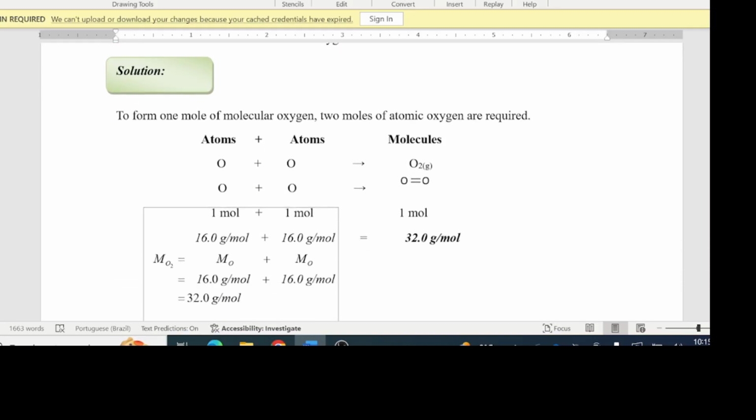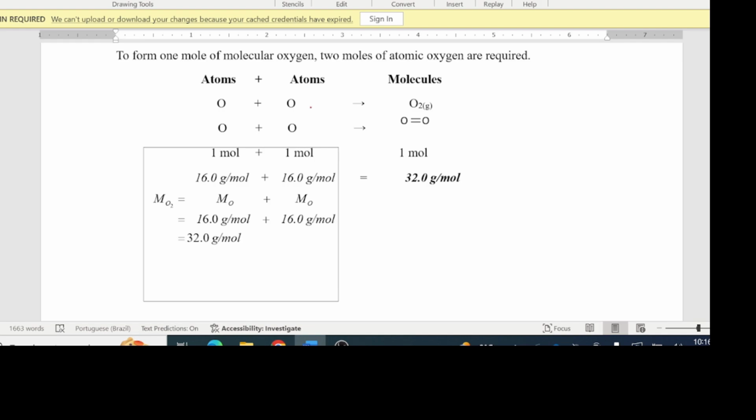Same thing is showing you here how you find the molar mass for oxygen. Okay, so you have 2 moles of oxygen atoms forming 1 mole of molecules. See? 2 moles of oxygen atoms combined together to form 1 mole of molecules. And they say the molar mass for that is 16. When you combine these together, 2 of them, you end up with 32 grams per mole, which is the same thing that we have here.